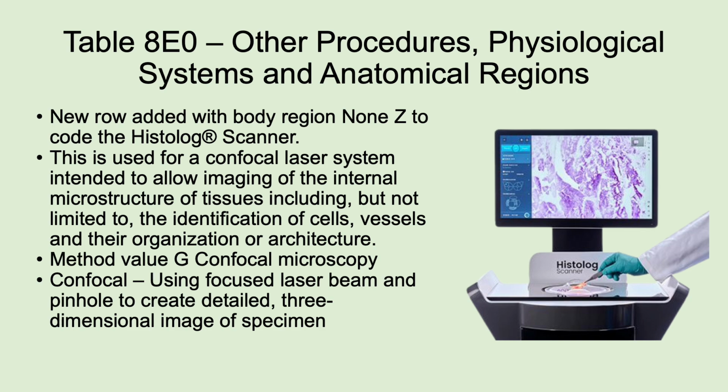Now, this is a faster, clearer view of tissue. Like during a surgery, when they do a frozen section, they send it to pathology and get a report. This is something, you can see this machine right here that you can use. It's easier and faster. So this is method value G, confocal microscopy. So confocal means using focused laser beam and pinhole to create detailed three-dimensional image of a specimen.